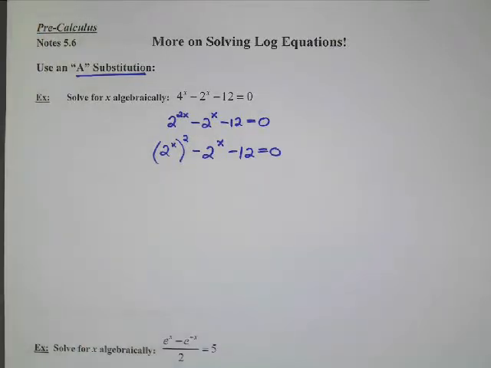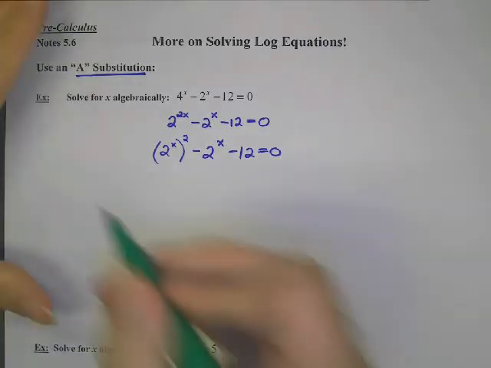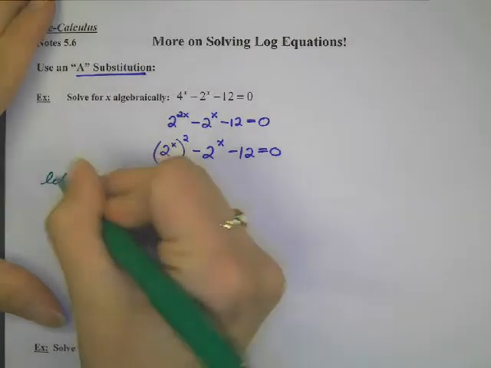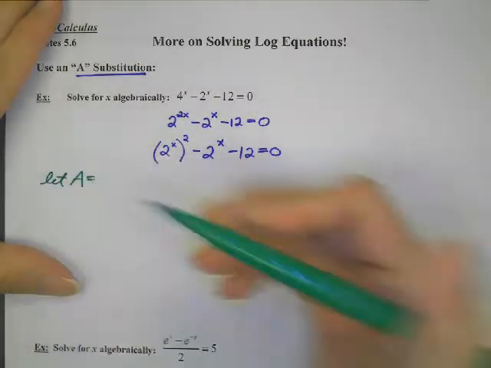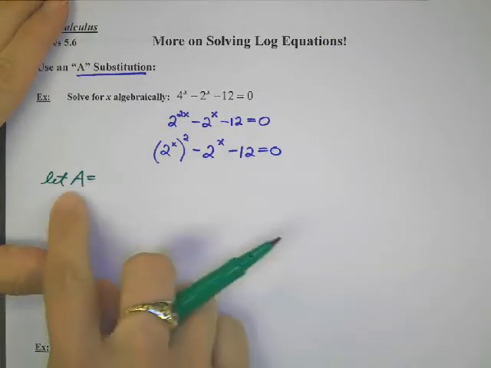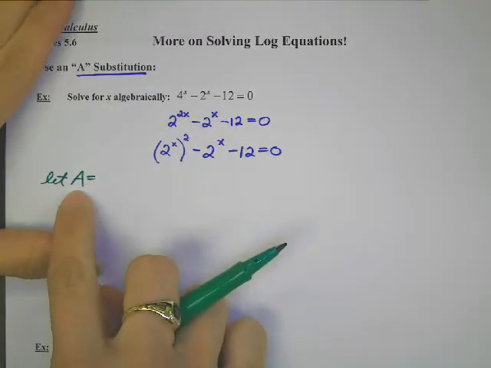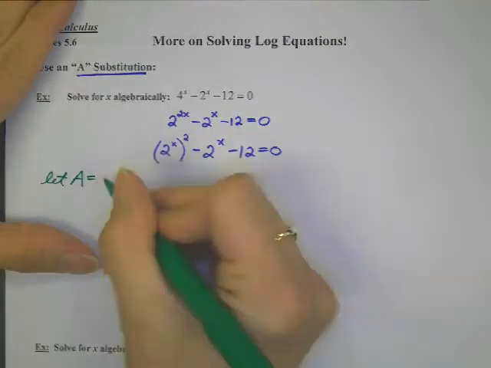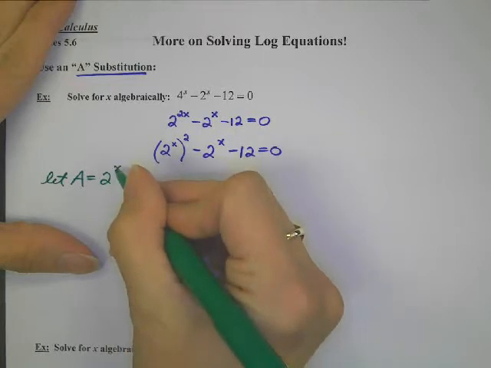So this is what I was talking about, how it looks really complicated, and so we're going to use an A to come on in and help us out. You have to officially say, let A equal something. If you're going to change the equation, you have to tell people what you're doing. I'm going to make A be the complicated thing, the 2 to the x.